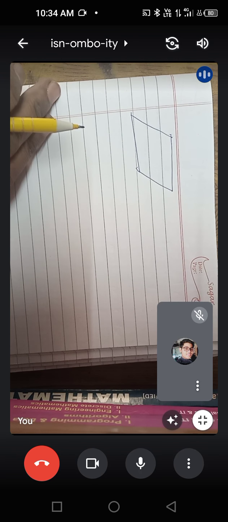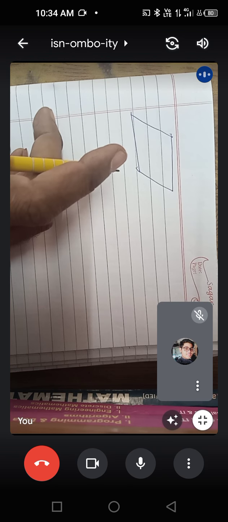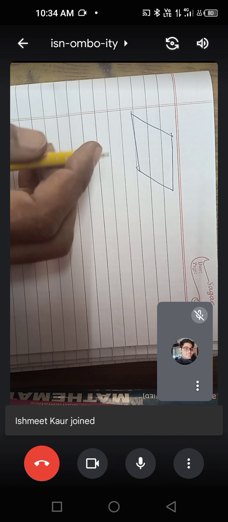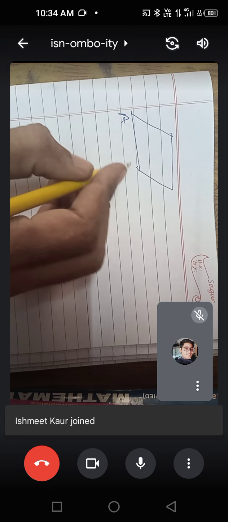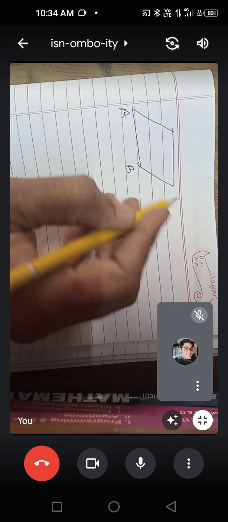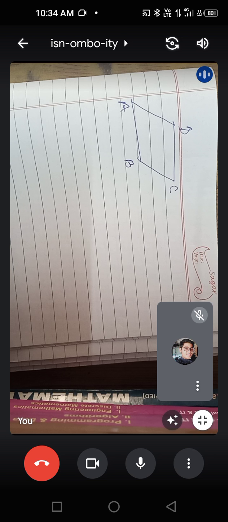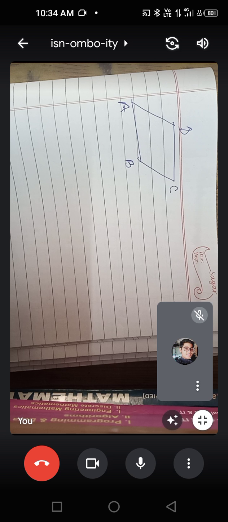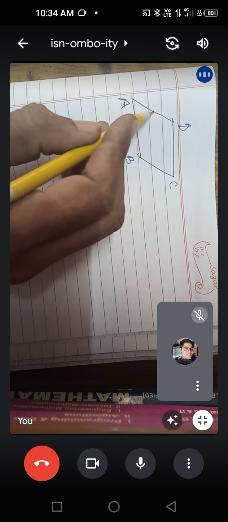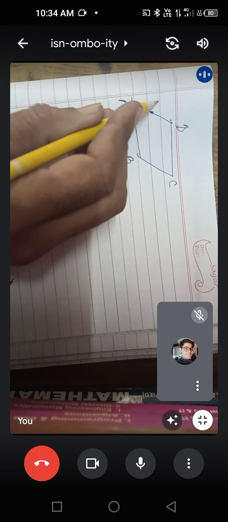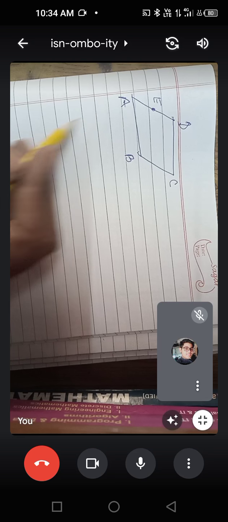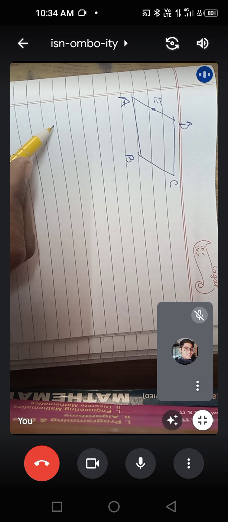Write down the question. ABCD is a parallelogram. And E is the midpoint of AD. This is the midpoint here. E is the midpoint of AD.